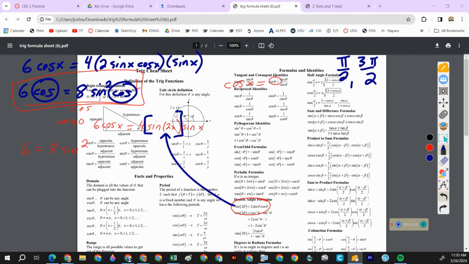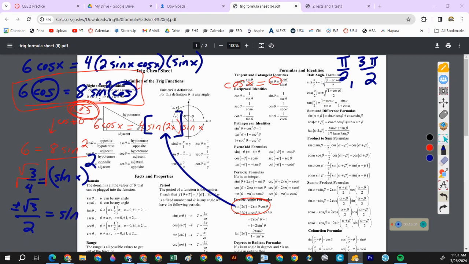So what if the cosine is not equal to 0? Well, if it's not equal to 0, then I'm allowed to divide, and I get this. Divide by 8, I get 3 over 4 equals the sine squared. And remember, the sine squared is really the sine of x squared. So now we square root everything, and I get plus or minus the square root of 3 over 2 equals the sine.